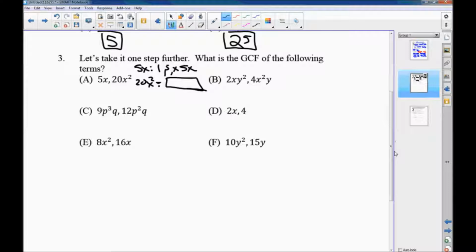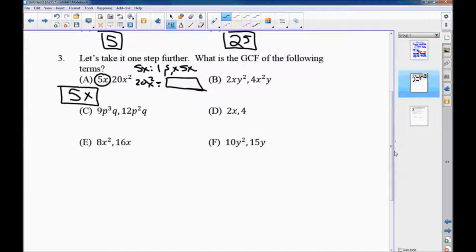Okay, so I think about the numbers first. The greatest common factor of 5 and 20 is 5. And if I think about the x's, what's the most number of x's that could divide evenly into both? And that's only 1, okay? If I tried to divide them both by x squared, then this one would make a fraction, so it wouldn't work, okay?